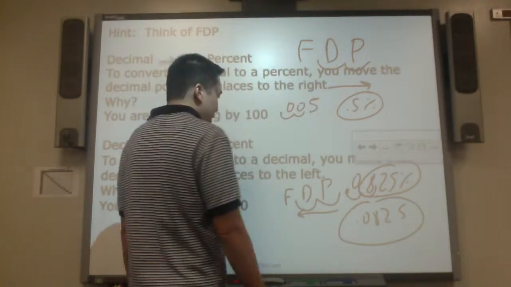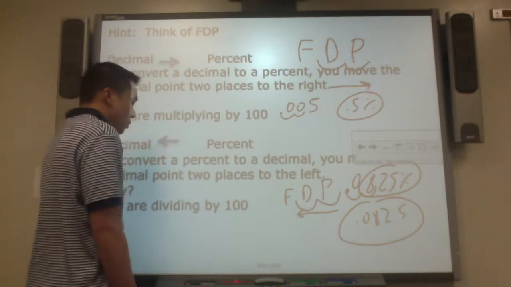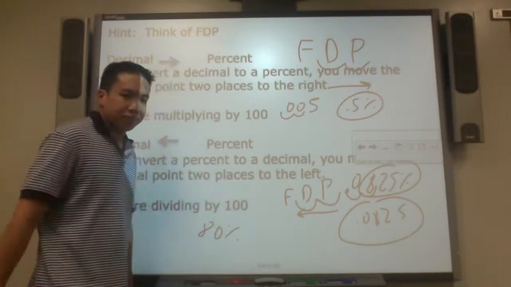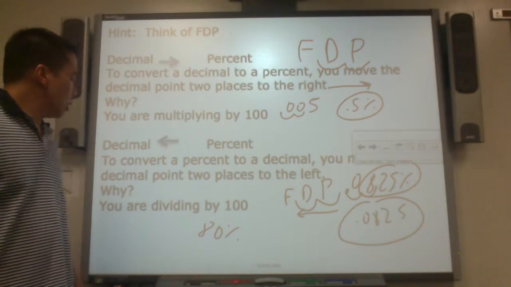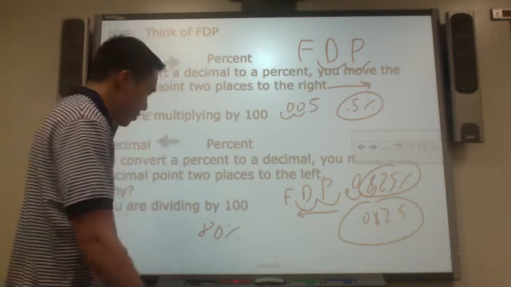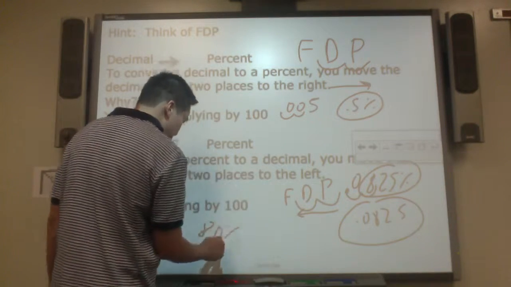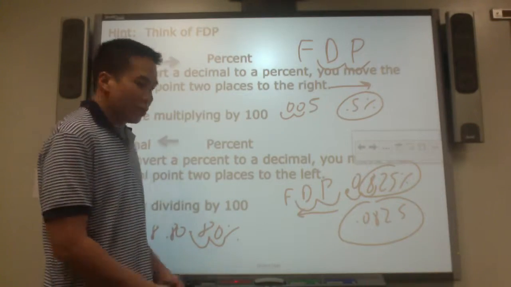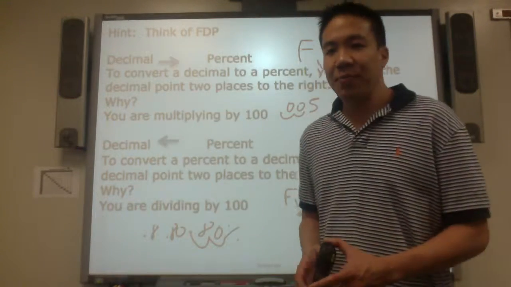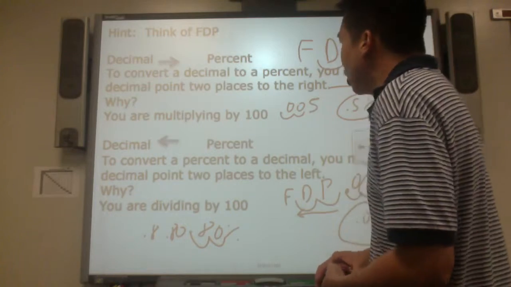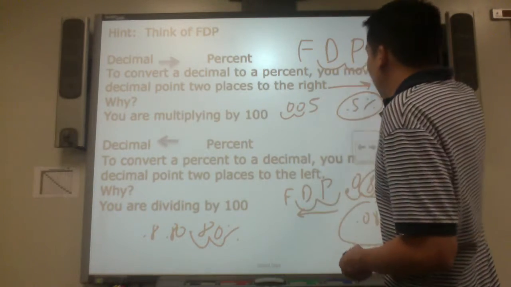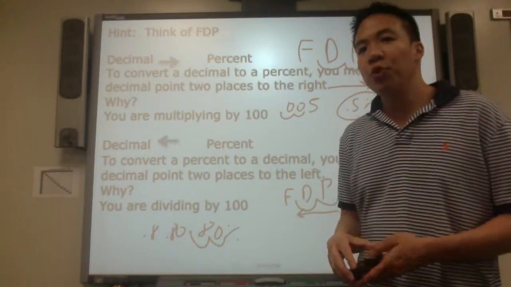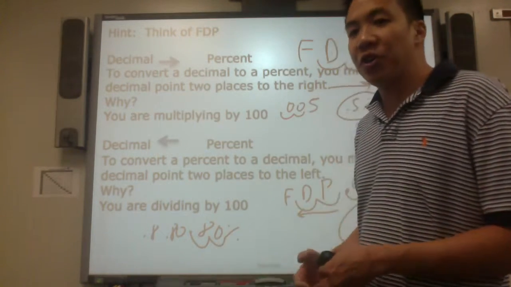Another thing, what if 80% of the school likes to play video games? What is the decimal equivalency of that? So percent to decimal, I move it 2 places to the left, it's 0.8 or 0.80. So in FDP, to turn a decimal to a percent, you are multiplying by 100 or moving 2 places to the right. To turn a percent to a decimal, you're moving the decimal 2 places to the left, or you're dividing by 100.